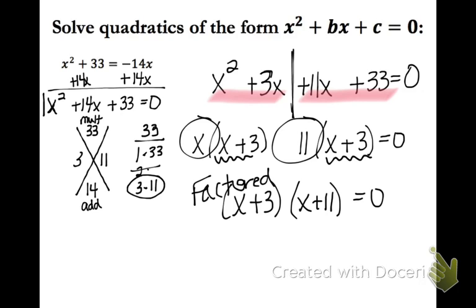If the directions just said to factor, you would stop. If it said solve, you would set each of them equal to 0 and solve. So we would get -3 and -11.